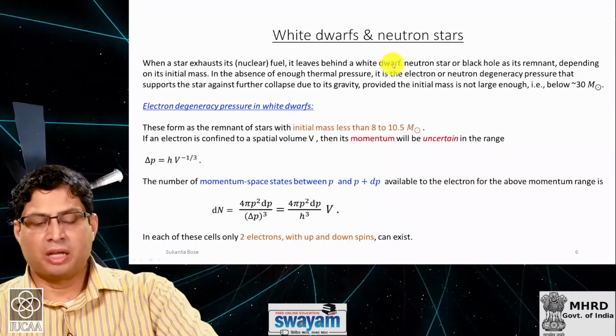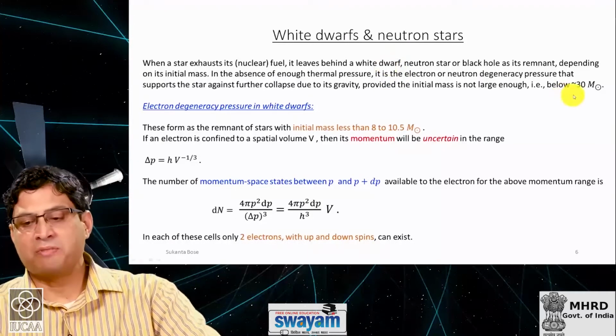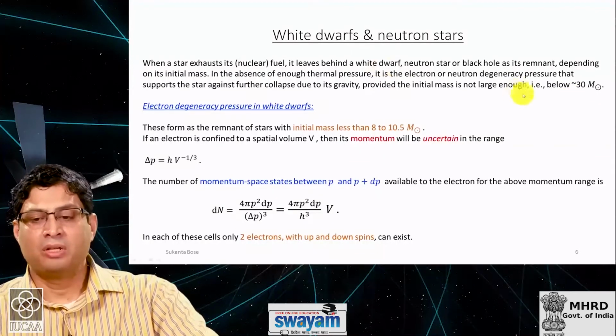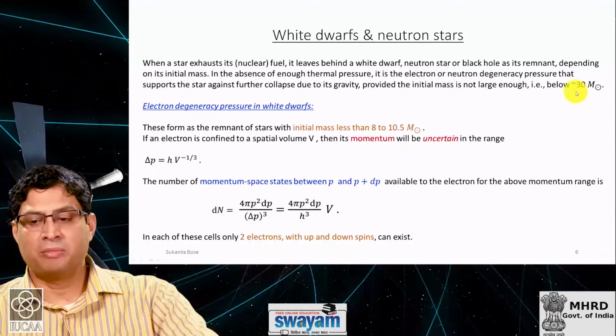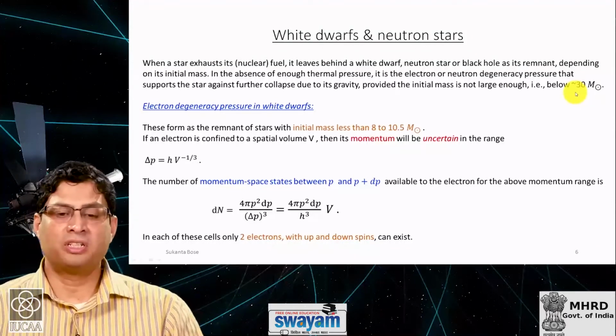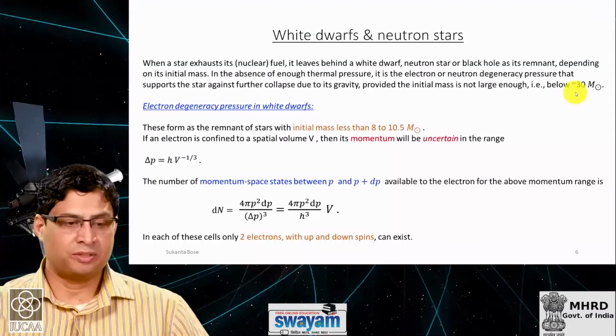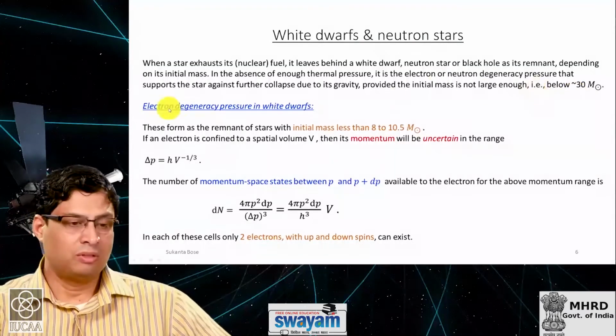Yes, if the star is less massive than about 10 times the mass of the Sun, then most likely the remnant will be a black hole. If the initial mass of the star is between roughly 10 to 30 times the mass of the Sun, then the remnant will most likely be a neutron star. Okay. Higher than 30, black hole.